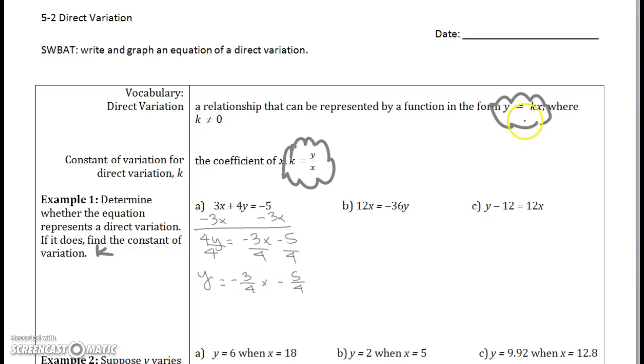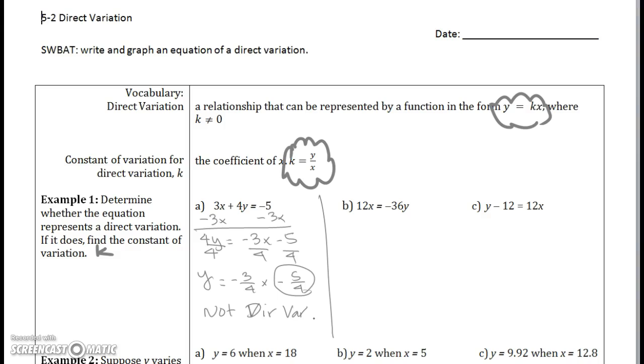Let's go back to this. y equals kx, period. It doesn't say kx plus 10, kx minus 3, kx minus 5 over 4. So because of this, we can say it is not direct variation.